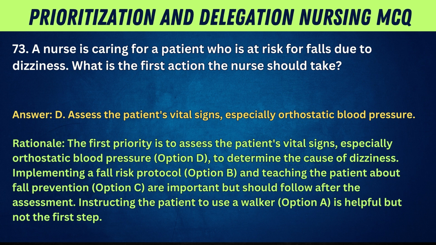Rationale. The first priority is to assess the patient's vital signs, especially orthostatic blood pressure, option D, to determine the cause of dizziness. Implementing a fall risk protocol, option B, and teaching the patient about fall prevention, option C, are important but should follow after the assessment. Instructing the patient to use a walker, option A, is helpful but not the first step.